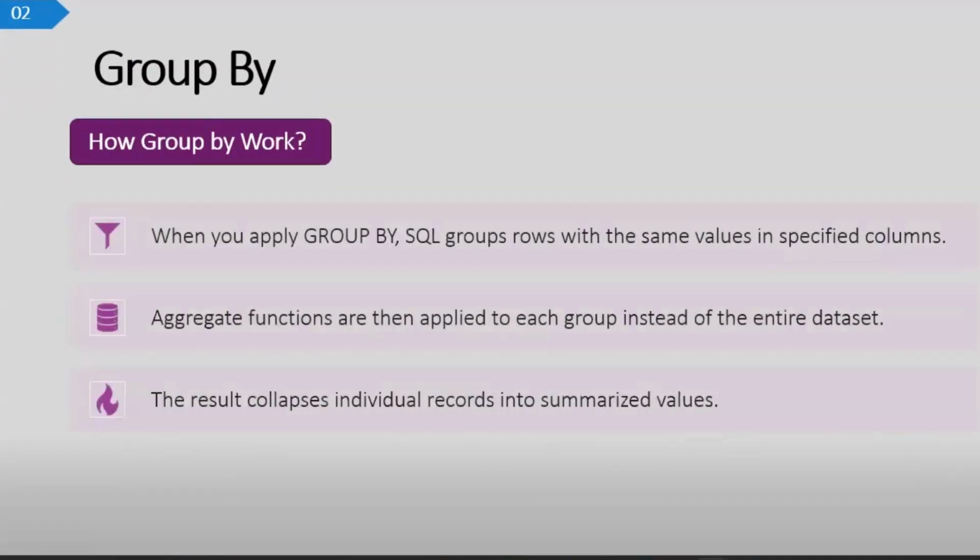How does group by work? Easily. First, when you apply a group by, SQL takes the rows with the same value in the specified columns alone. Like department number 1 goes to the left, department number 2 goes to the right. And then it will apply the aggregate function on each one alone and then collapse the data. For example, if you want to take the average salary of the department, if the department has 1,000 rows, it will be only one row, one value, because it will collapse all the data into one record.